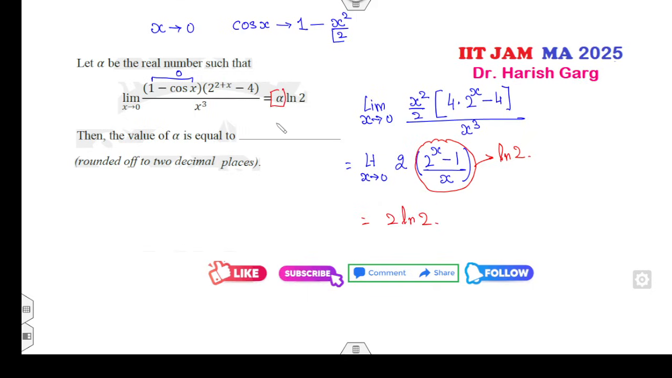What is my alpha? Alpha is 2. अगर आप एग्जाम में फॉर्मूला भूल जाओ, if you forget the formula, how can you solve?